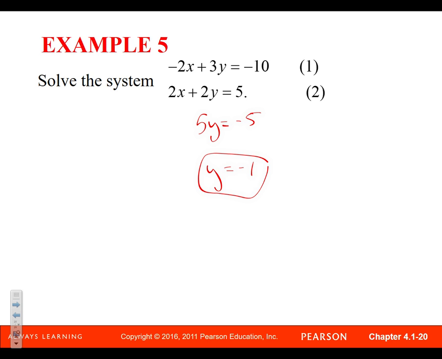Oh, you're telling me the answer already? No, it's just no. Okay, I'm going to use this one then. So 2x. I thought you were telling me the answer.